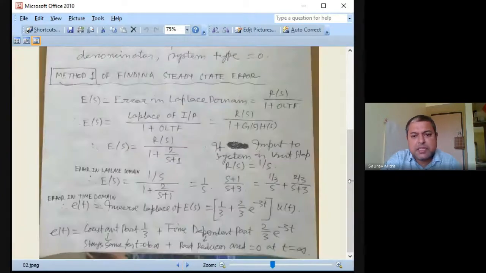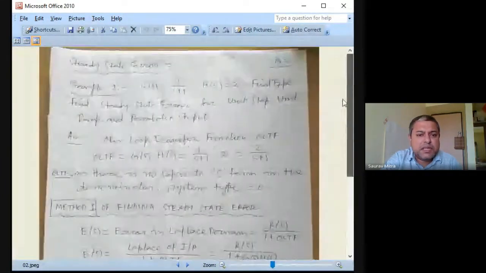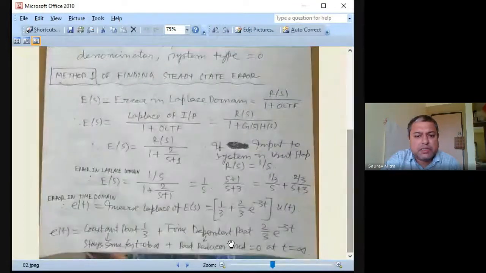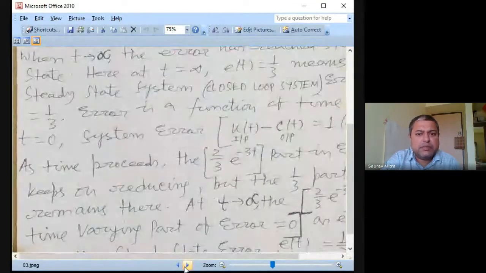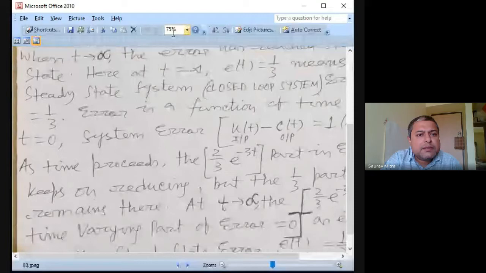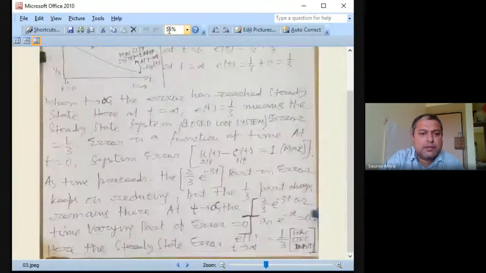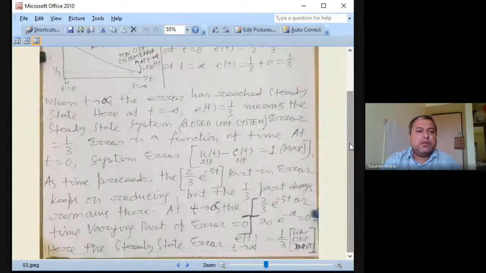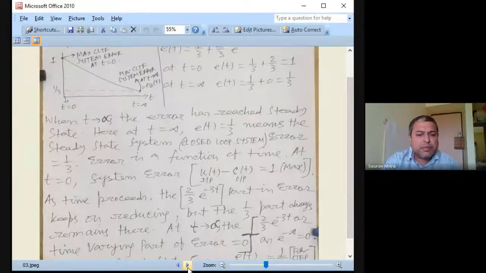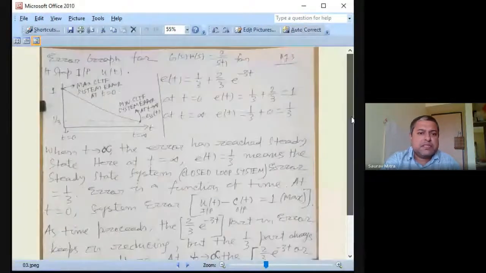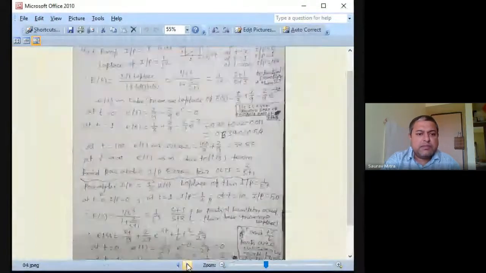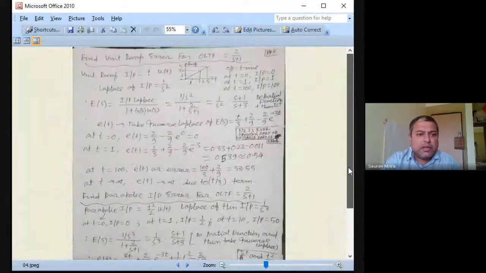So how much is the steady state error? For this system, we have found out the steady state error was 1 by 3. Okay, so steady state error is equal to 1 by 3. So this is the third page. We have found out how to find the steady state error and all other things. So this we had found, and then we had gone for other things.